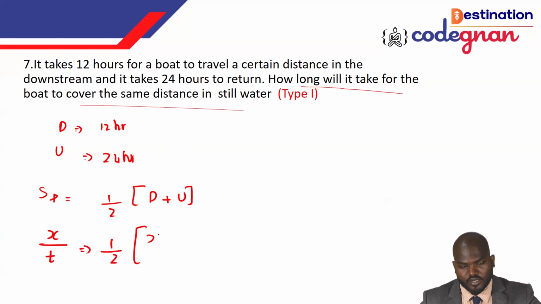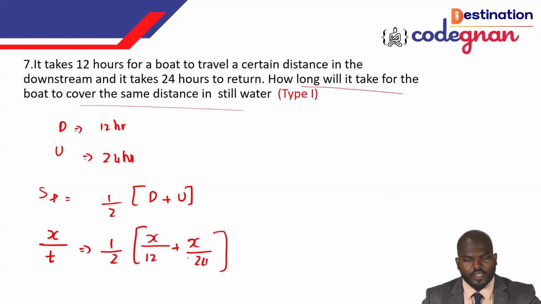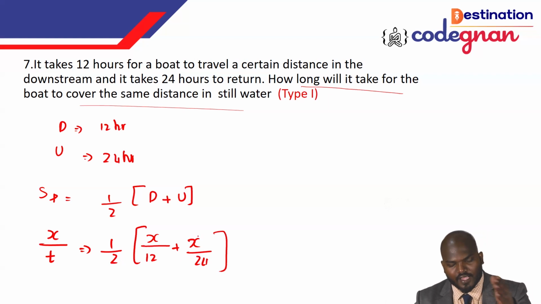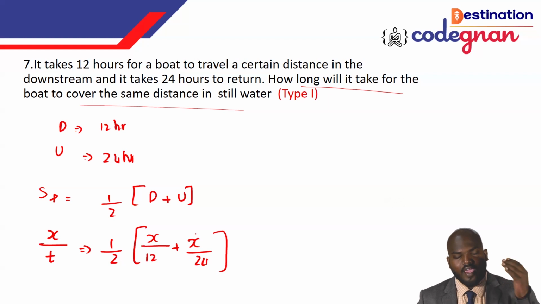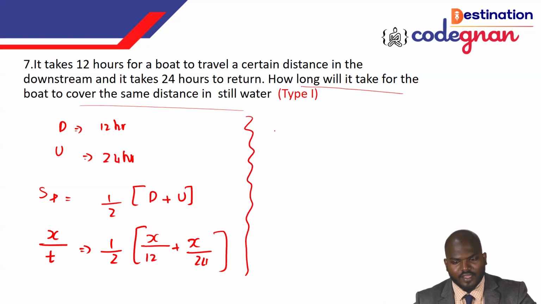Here also I don't know the distance, but I know the time of the downstream, that is 12 here, and here I can call it 24. If you take the value, guys, it will give you x over t is equal to 1 by 2 times (x over 12 plus x over 24). So guys, you see this one, I can take it very easily: x over t is equal to 1 by 2 times 3x over 24.